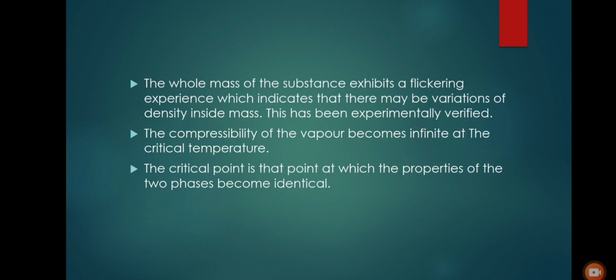The next point says that the whole mass of the substance exhibits a flickering appearance, which indicates that there may be variation of densities inside the mass. This has been experimentally verified. The fourth point is that the compressibility of vapor becomes infinite at the critical point. And the final property is that the critical point is that point at which the properties of both the phases become identical. These are the properties of matter existing near the critical point.